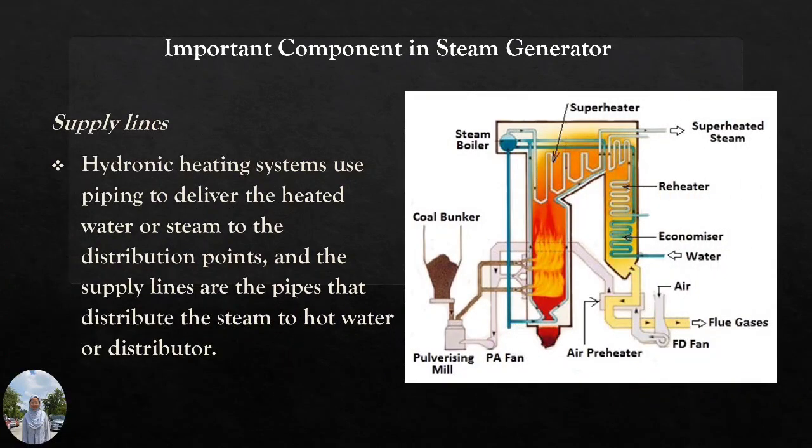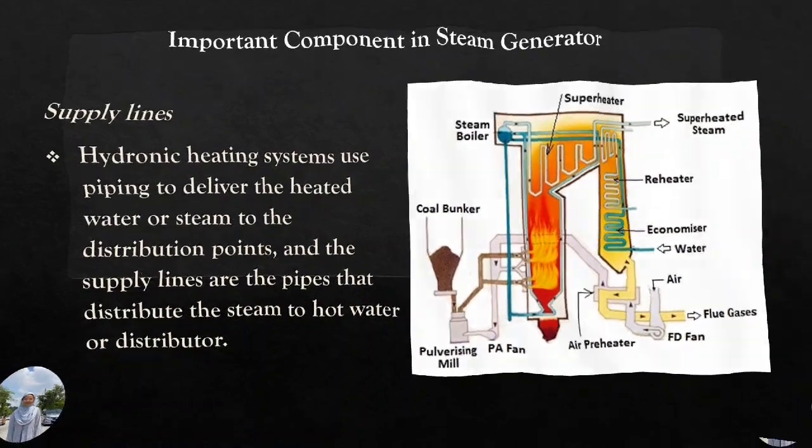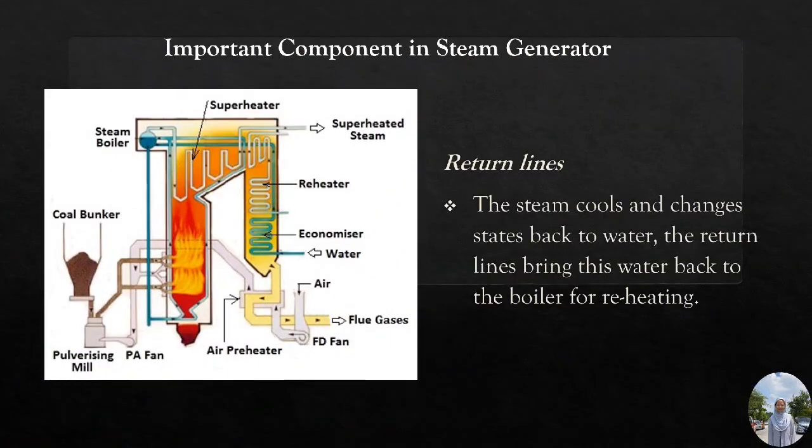As for the supply lines, the hydronic heating system uses piping to deliver the heated water or steam to the distribution points. The supply lines are the pipes that distribute the hot water or steam to the distributors. If we have supply lines, there must be return lines. When the water or steam cools and changes state back to water, the return lines bring this water back to the boiler for reheating.